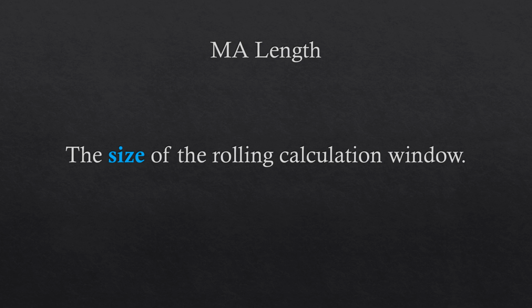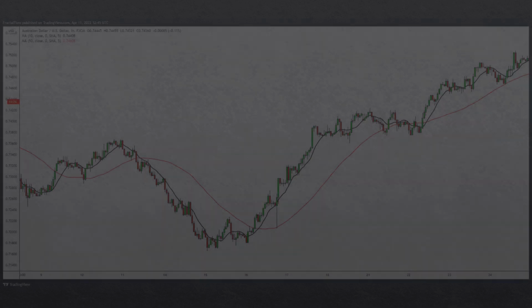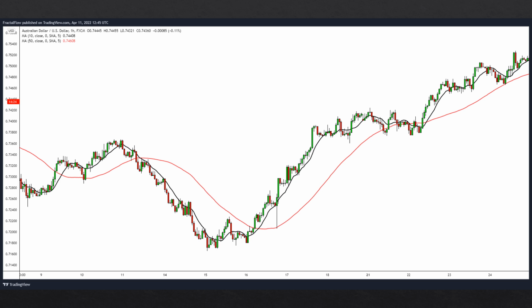MAs with short lengths react quicker because they have a lower number of values being averaged. For example, in this chart, the black MA has a period of 10 and the red MA has a period of 50. Notice how the fast black MA follows price more closely, while the slow red MA is less sensitive to price movements. Given that situation, it might seem obvious to choose an MA with a short length, but there is a catch. Even though the black MA is faster, it has more noise. The red MA is slower, but it has the advantage of being smoother.